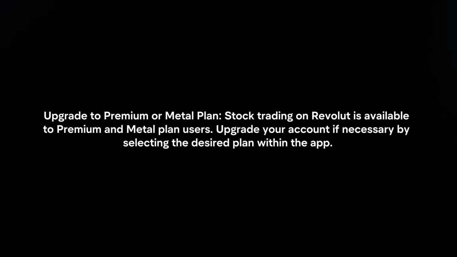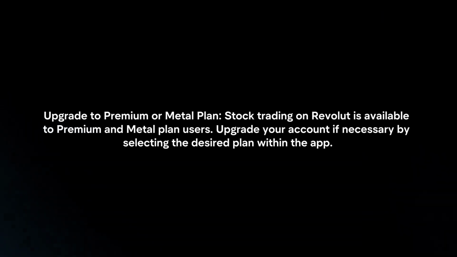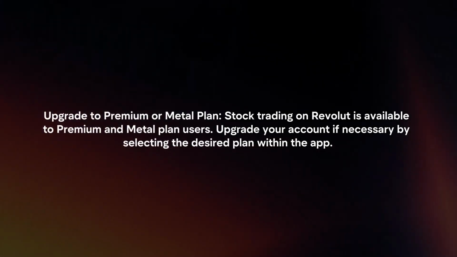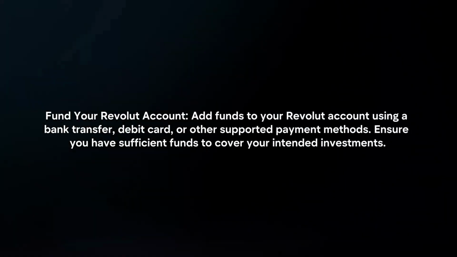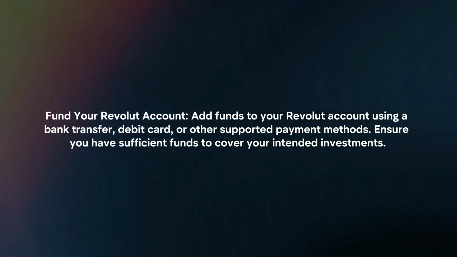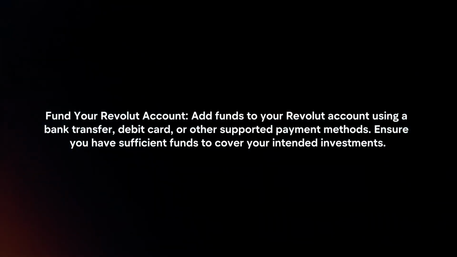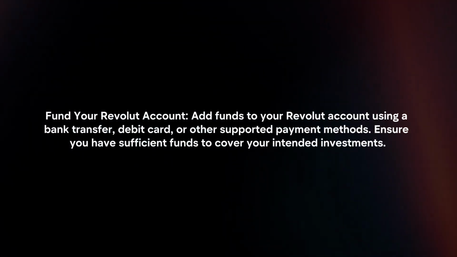Upgrade to Premium or Metal plan. Stock trading on Revolut is available to Premium and Metal plan users. Upgrade your account if necessary by selecting the desired plan within the app. Fund your Revolut account. Add funds to your Revolut account using a bank transfer, debit card, or other supported payment methods. Ensure you have sufficient funds to cover your intended investments.